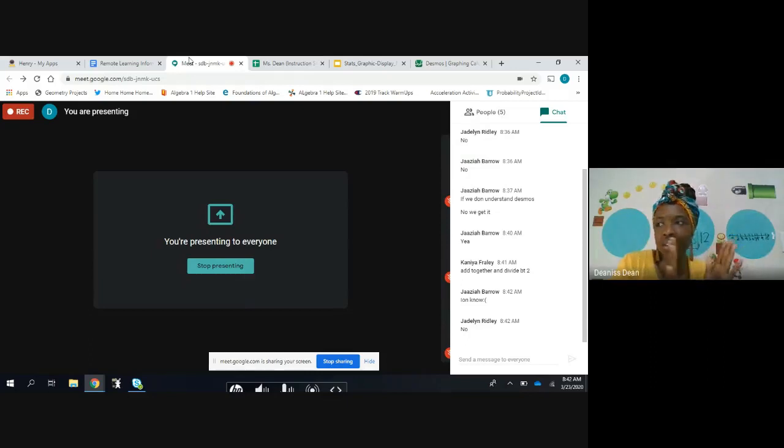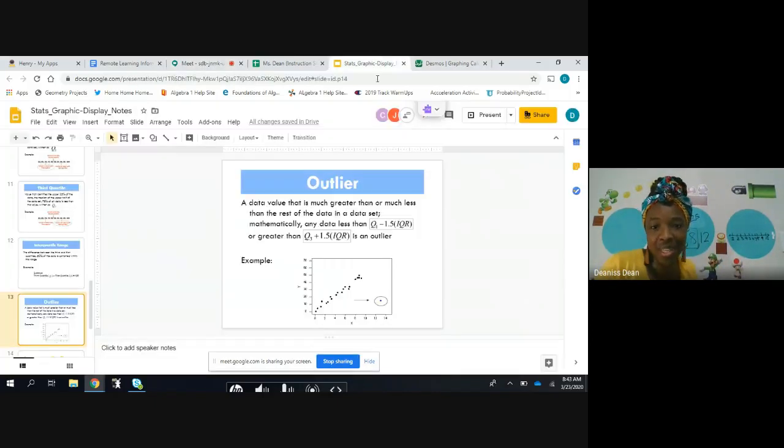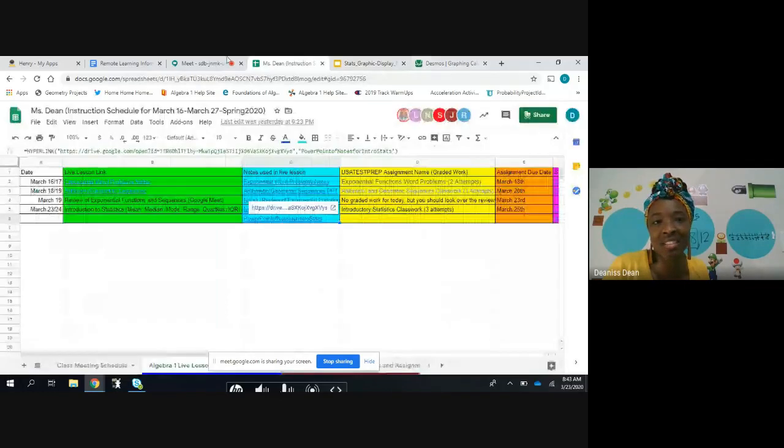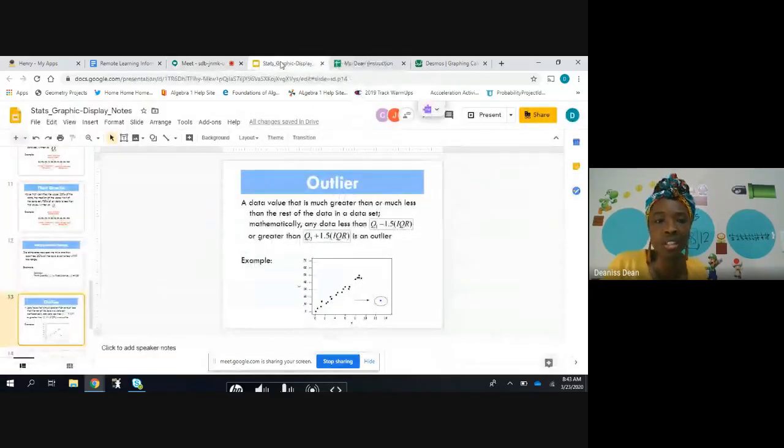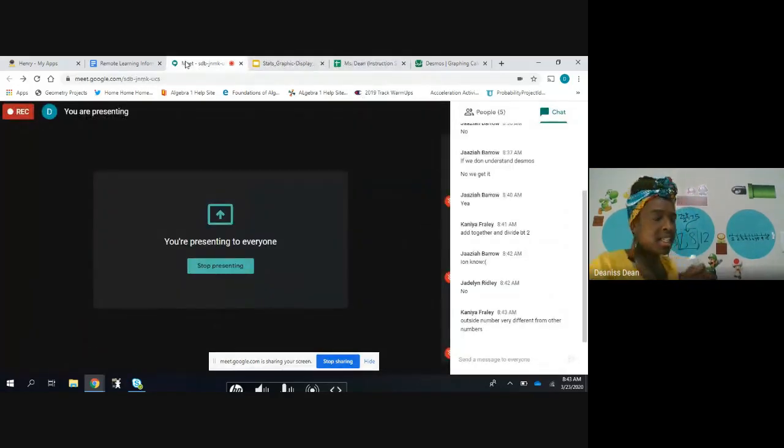All right, an outlier, very simple, means it does not fit in. Looking at this example right here, it's all these points right here. So it's a number or a piece of data that does not fit in with the rest of the values. Some outside number different from others. That's right, Kanaya. Exactly.